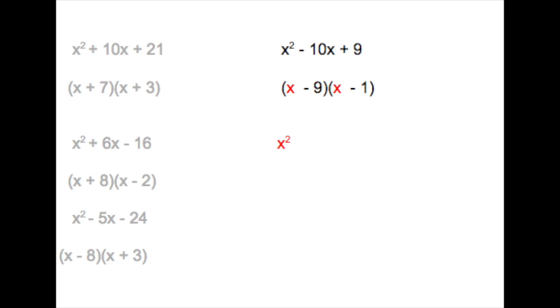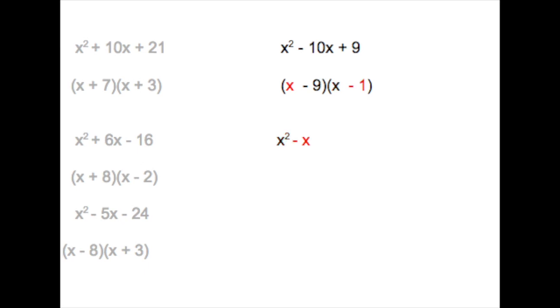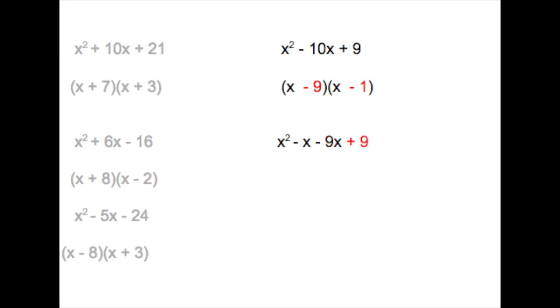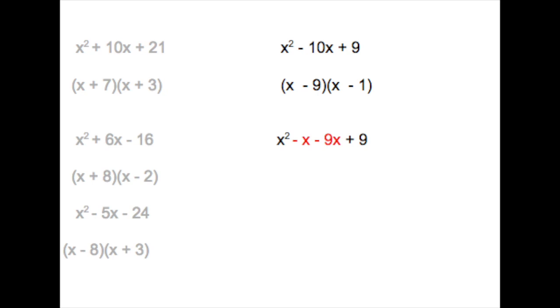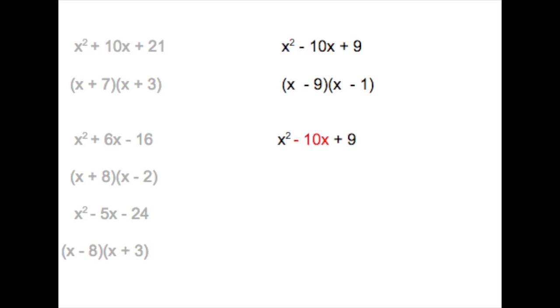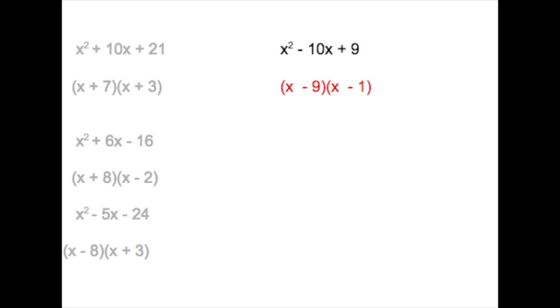Checking for accuracy, x times x is x squared. X times negative 1 is negative 1x, or negative x. Negative 9 times x is negative 9x. And negative 9 times negative 1 is positive 9. Negative x and negative 9x can be combined to make negative 10x. So our factors check out. The factors of this quadratic expression are x minus 9 and x minus 1.